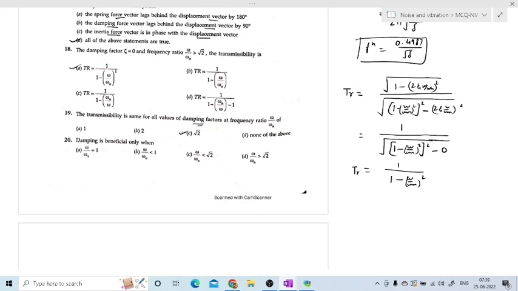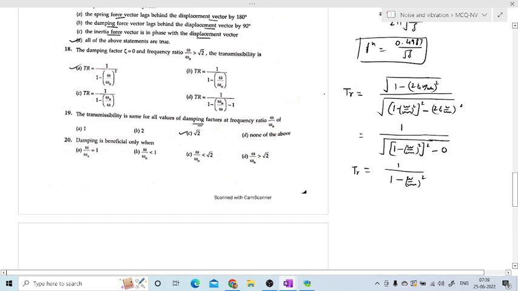When the omega by omega n should be greater than √2. Why? Because when it becomes greater than √2, then transmissibility will be less than 1.